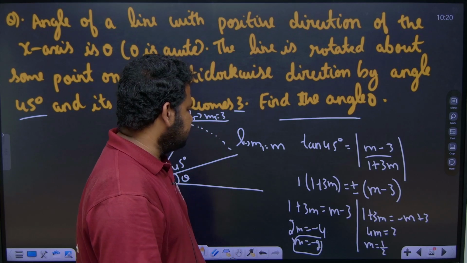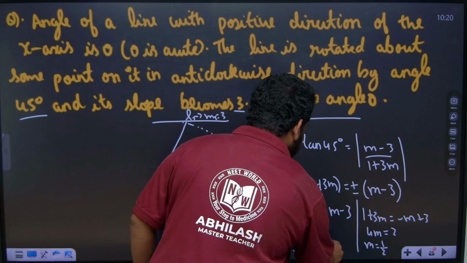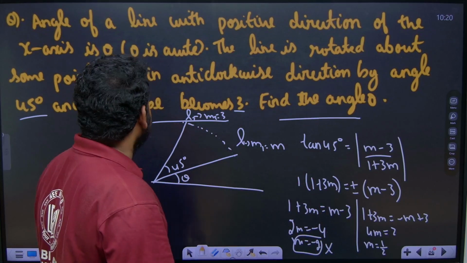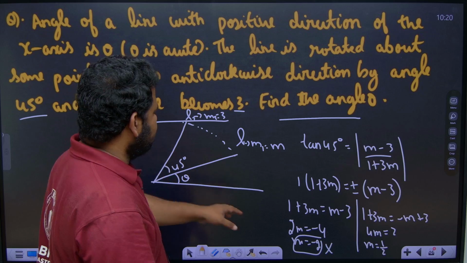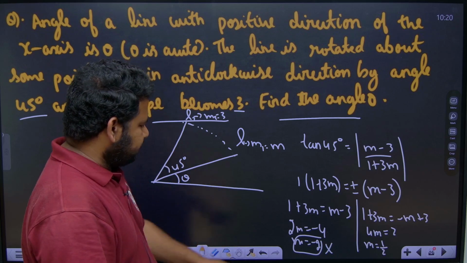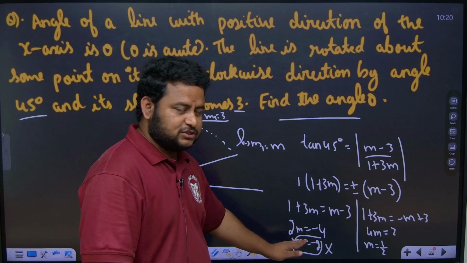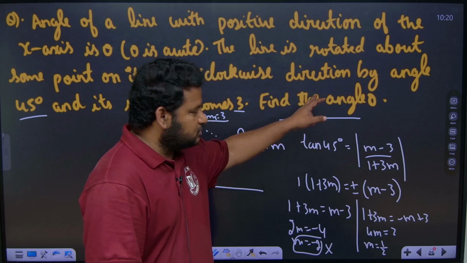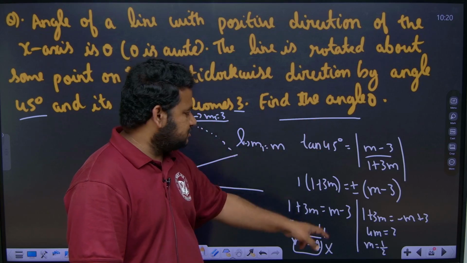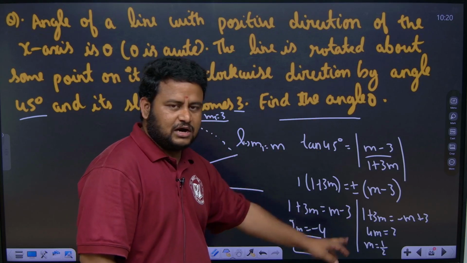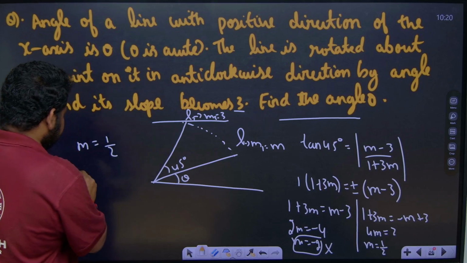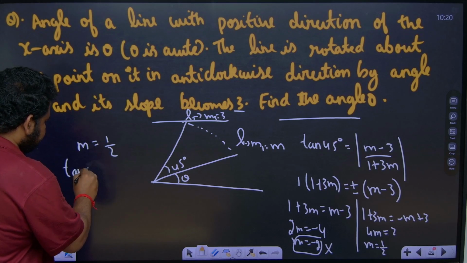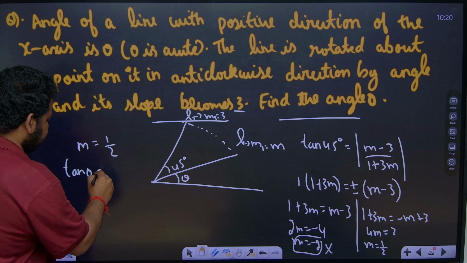So you must understand that this value you cannot take, because they are telling to find the angle theta, and its slope becomes 3. If I take m is equal to minus 2, it is not possible here because the angle theta should be positive. That's why it cannot be negative. So m is equal to half. But m is nothing but tan theta. We have already discussed, m is nothing but slope, which is nothing but tan theta, is equal to half.